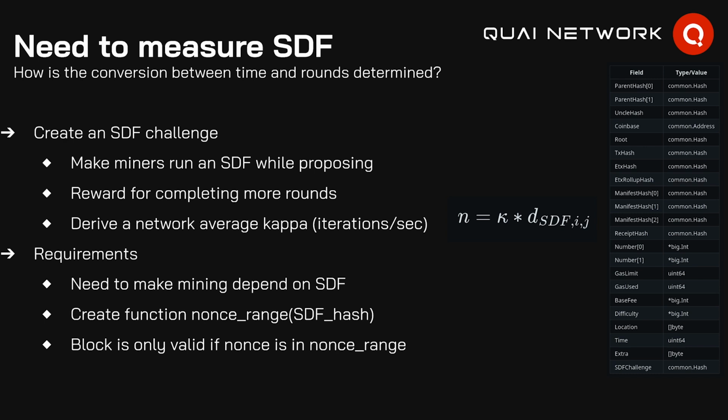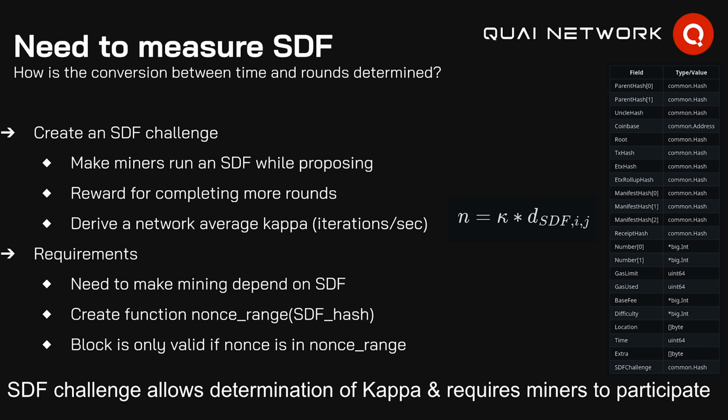And then the way we're forcing that is because when a block is proposed, one of the requirements when we check the nonce is that not only does it meet the difficulty threshold, but the nonce that was used to meet the difficulty threshold is also in the nonce range that's output by the SDF at the given SDF iteration interval. So fun times. The SDF challenge allows determination of kappa, which has units of iterations per second, which allows us to accurately measure the real-world delay implications of including the SDF at any given point in time in the network. And then it allows us to calculate the required iterations proportional to bit shares when they're going into blocks.